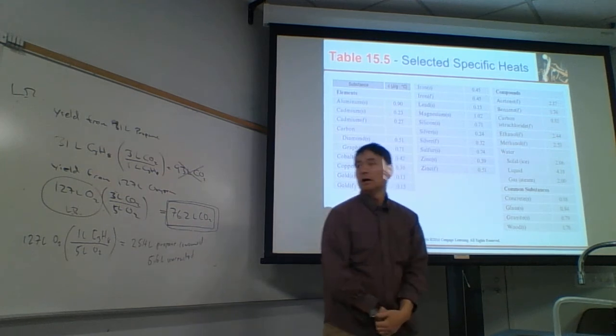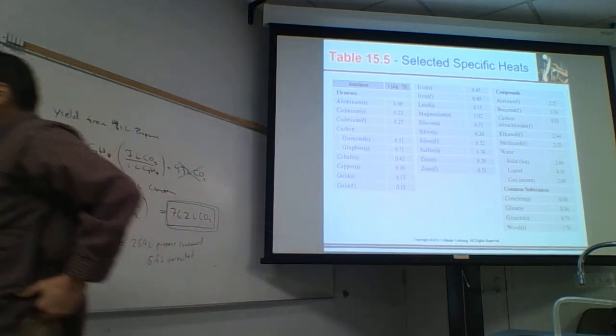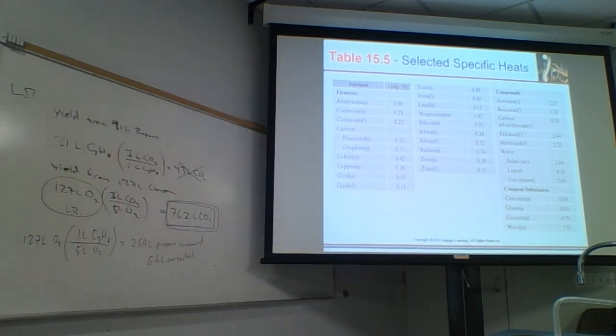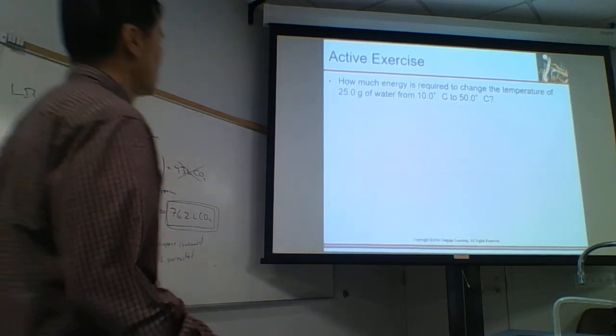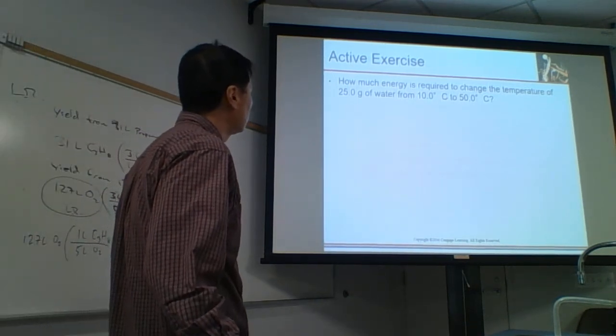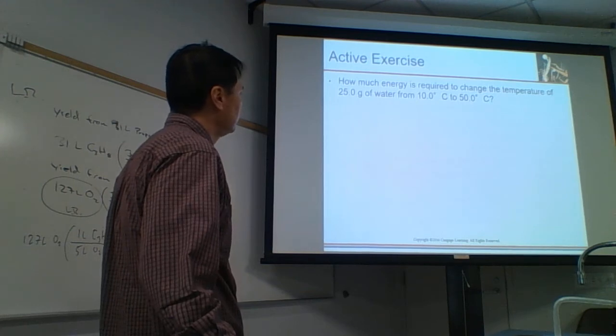All right, so basically that's going to mean that it's not necessarily going to melt, or it's not necessarily going to boil. It could just warm up. So how much energy is required to change the temperature of 25.0 grams of water from 10 degrees C to 50 degrees C?